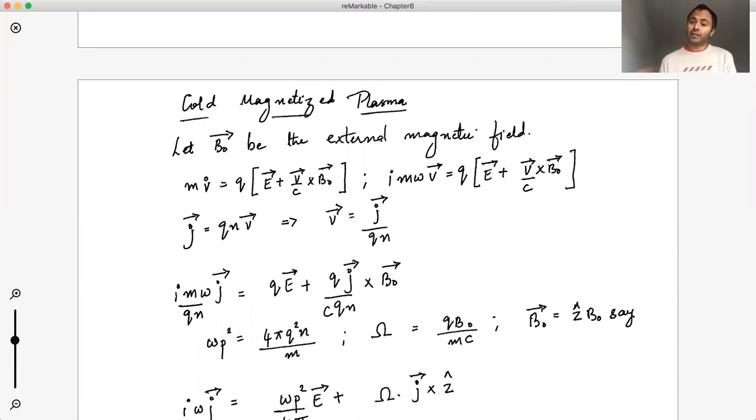The moment you have an external magnetic field, because the Lorentz force has a magnetic term now, which is important, suddenly the plasma is not isotropic anymore. Now it really depends how your waves are oriented with respect to the magnetic field. So it becomes an anisotropic plasma. And we're going to talk about, in some simple cases, what kind of waves this plasma can support.